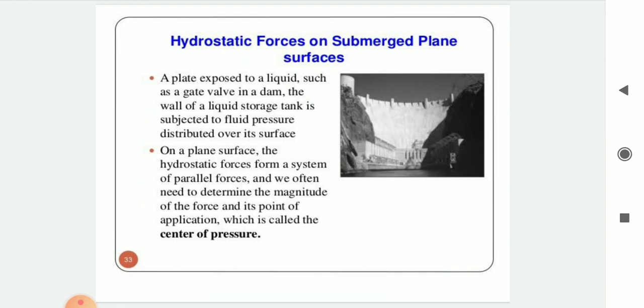Hydrostatic forces on submerged plane surfaces. A plate exposed to a liquid, such as a gate valve in a dam or the wall of a liquid storage tank, is subjected to fluid pressure distributed over its surface. On a plane surface, the hydrostatic forces form a system of parallel forces, and we often need to determine the magnitude of force and its point of application, which is called the center of pressure. Okay.